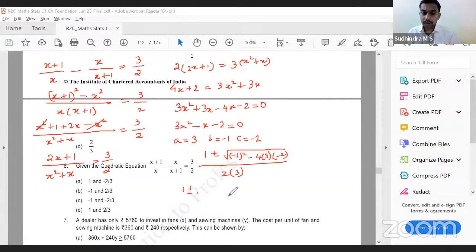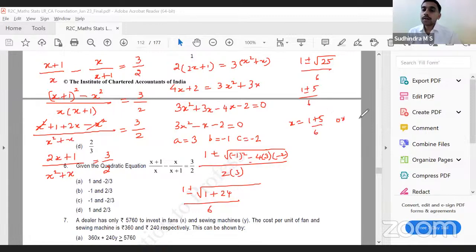You get 1 plus or minus root of minus 1 square is 1, minus into minus plus, 4 3s are 12, 12 2s are 24, divided by 3 2s are 6. That is 1 plus or minus root of 25 divided by 6, 1 plus or minus 5 by 6. So x is 1 plus 5 by 6 or 1 minus 5 by 6. 1 plus 5 is 6, 6 by 6 is 1, so x is equal to 1. Or 1 minus 5 by 6, if you take 6 as LCM, 6 minus 5, 1 by 6, correct?